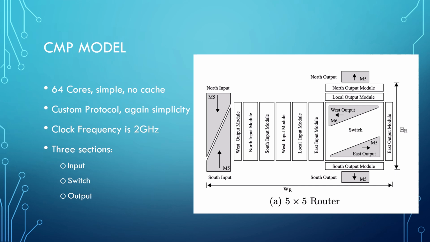So the input is what comes from a different processor, the switch is the routing, and the output is if it's going to, like, if it wants to send it further along to a different core for processing. And then it goes through doing the energy and area for each of these 3 sections, which I encourage you guys to read.